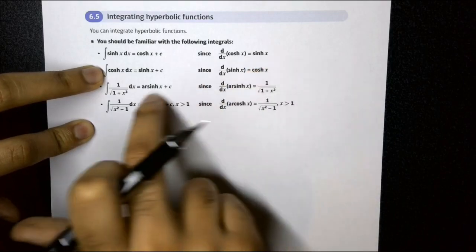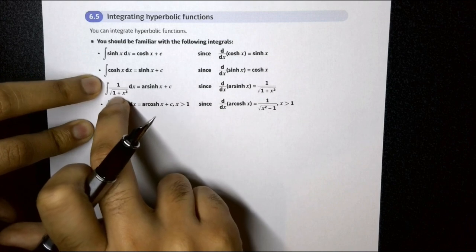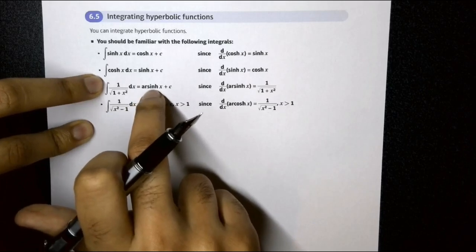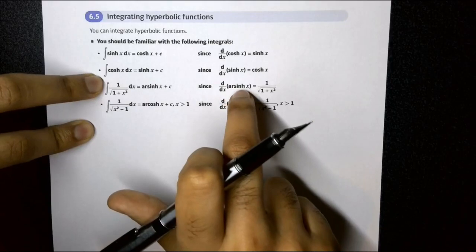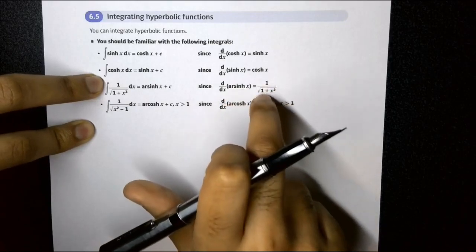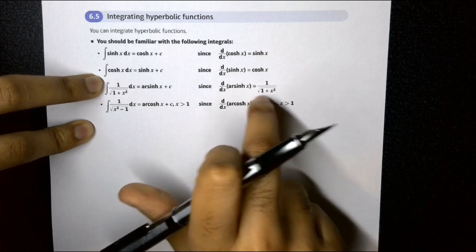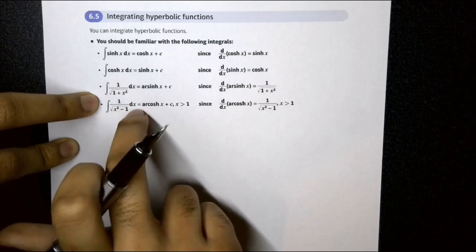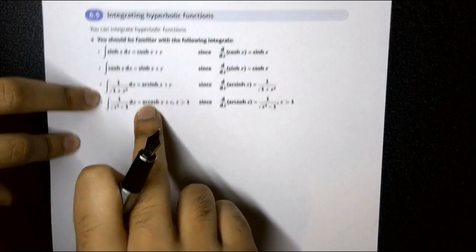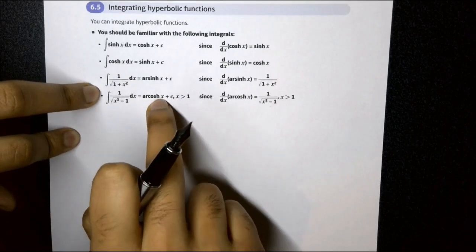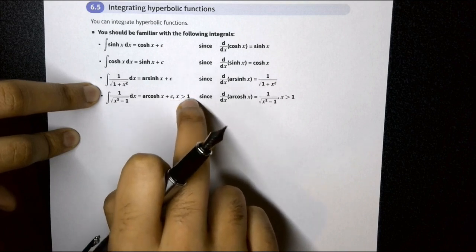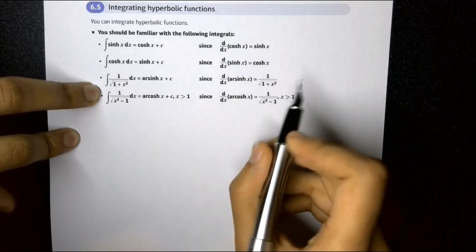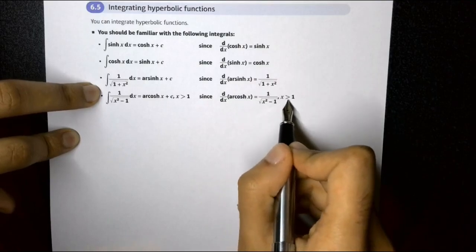If we integrate 1 over the square root of 1 plus x squared with respect to x, we get the inverse of hyperbolic sine x, and that's because differentiating inverse hyperbolic sine x is equal to 1 over 1 plus x squared square rooted. And if we have the integral of 1 over square root of x squared minus 1 with respect to x, then that turns out to be inverse hyperbolic cosine x plus c, where x is greater than 1, and that's because differentiating inverse hyperbolic cos x we get 1 over square root of x squared minus 1, where x is greater than 1.